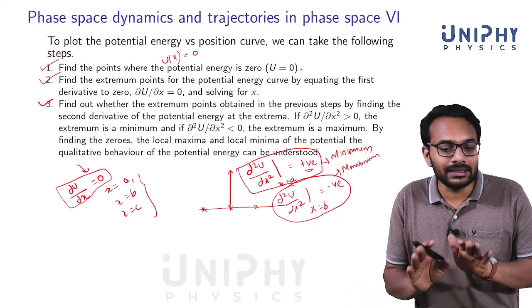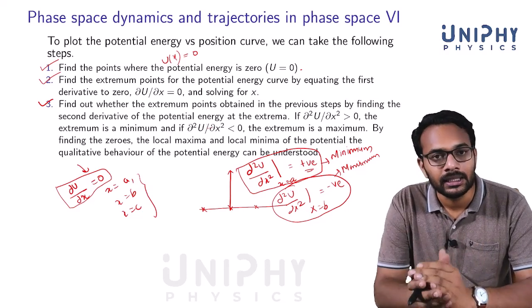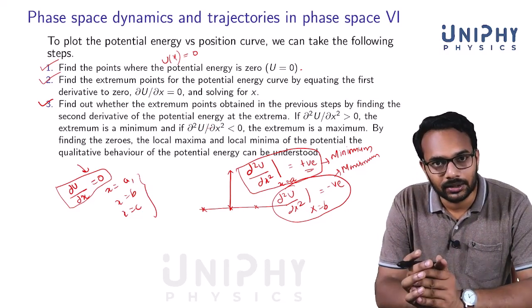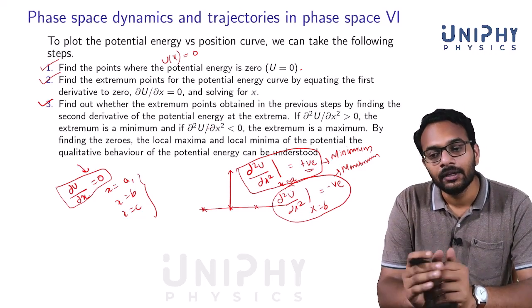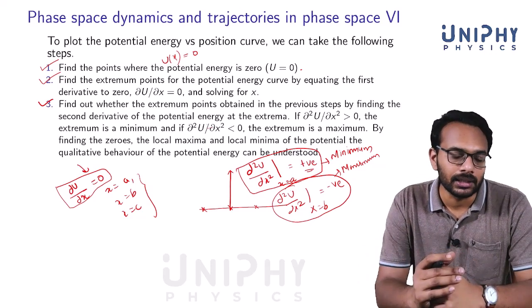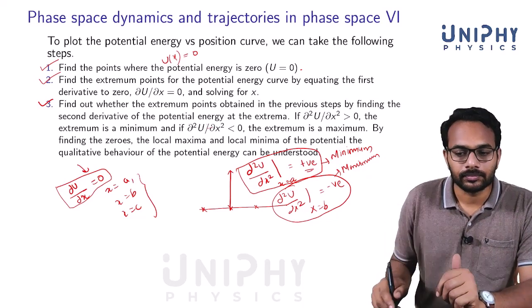Now this information will usually be sufficient to plot the potential energy curve in a qualitative manner. Once we get the shape of the potential energy, we draw the energy lines and then we draw the phase-space trajectories.